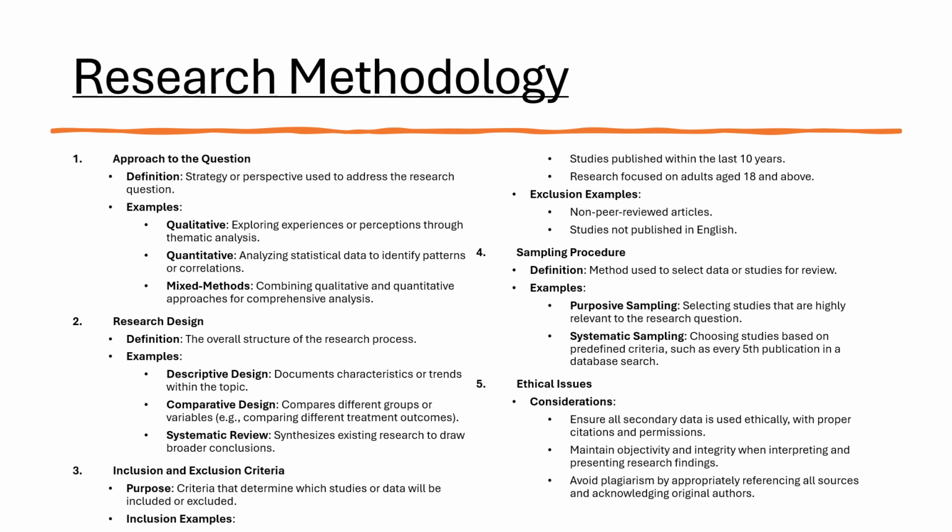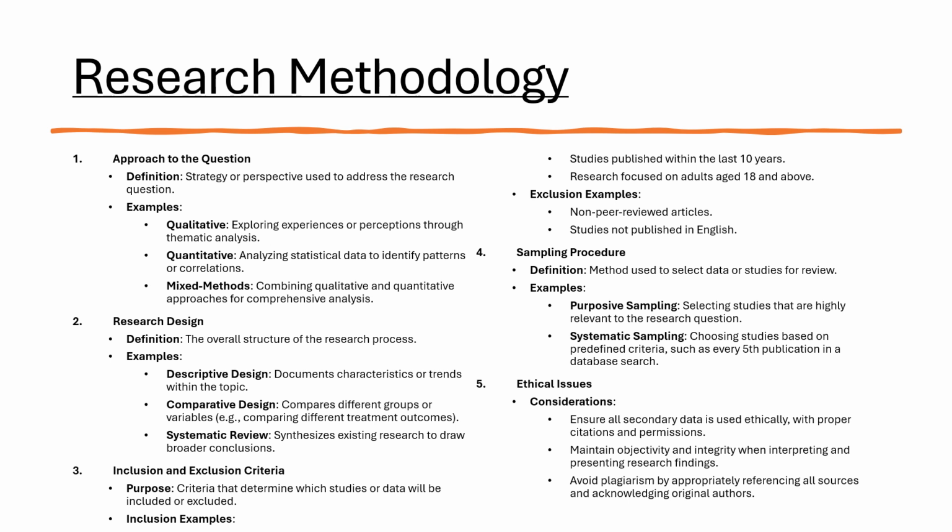Also, number two, the research design. So what is the research design? It is the overall structure of the research process. For example, descriptive design, comparative design, or systematic review. This is a type of research design. Research design or research methods means how you want to conduct your research. Do you want your research to be descriptive, observational, comparative, or a systematic review, or meta-analysis? Meta-analysis is a statistical tool that can be used in research.